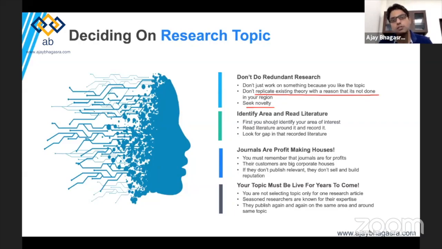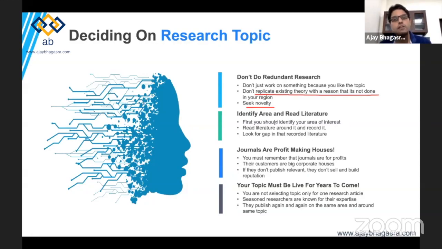How should you start? It is so easy to say don't work on existing theory. Should everyone be developing a theory? No, I'm not saying that. We cannot do that. We are too premature to do that. But what we should do is, I'm giving you a solution to the above point: how do we not do redundant research?